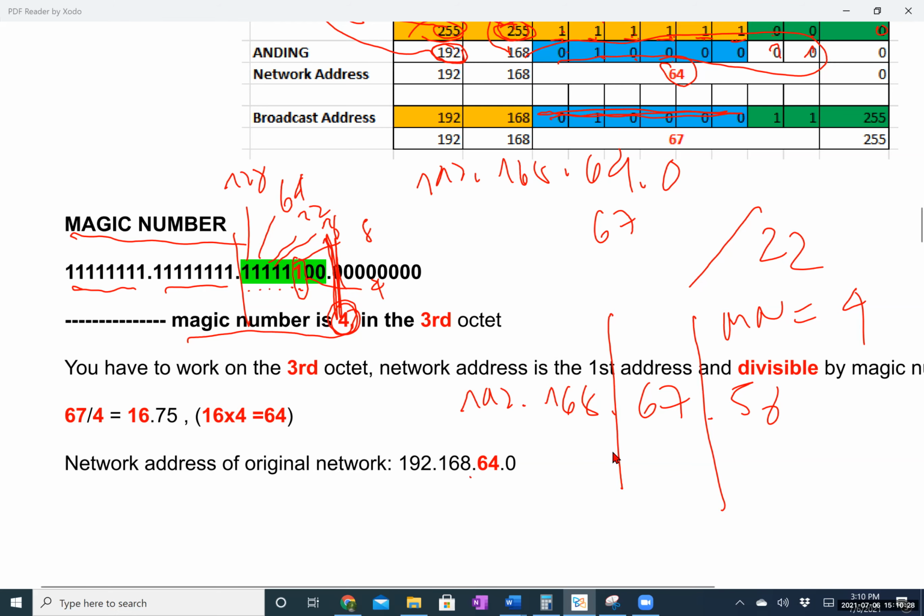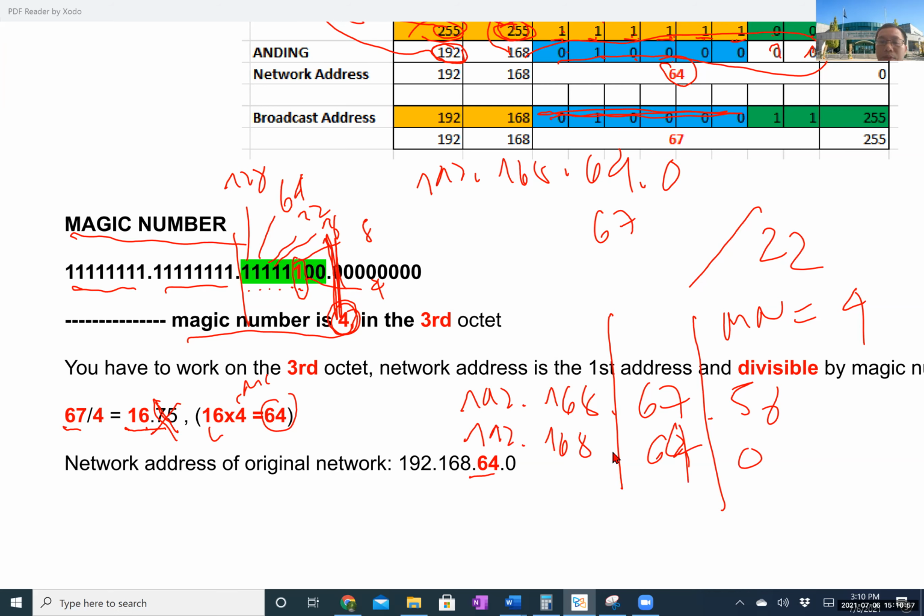64. Yeah, 64 here, because you see, when you take the 67 and divide by 4, you have 16 point something, right? Remember, the network address is the one divisible by the magic number. So you just drop everything after the decimal. You got the 16, you times it back by the magic number here, you have 64. And it is in the third octet, right? So we know that the network address here is 192.168.64.0, right?